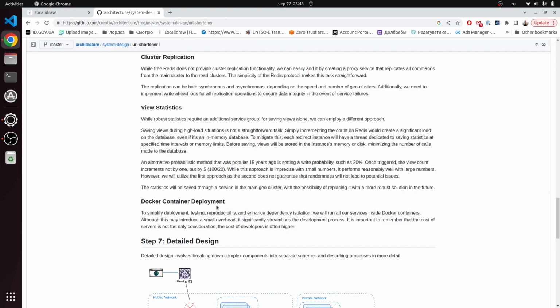Also we'll use Docker container deployment. Why? Because you need to understand that you pay not only for servers, but you also pay for time of your specialist, and testing, deploying, security testing and other things are much simpler to do with containerized solutions.